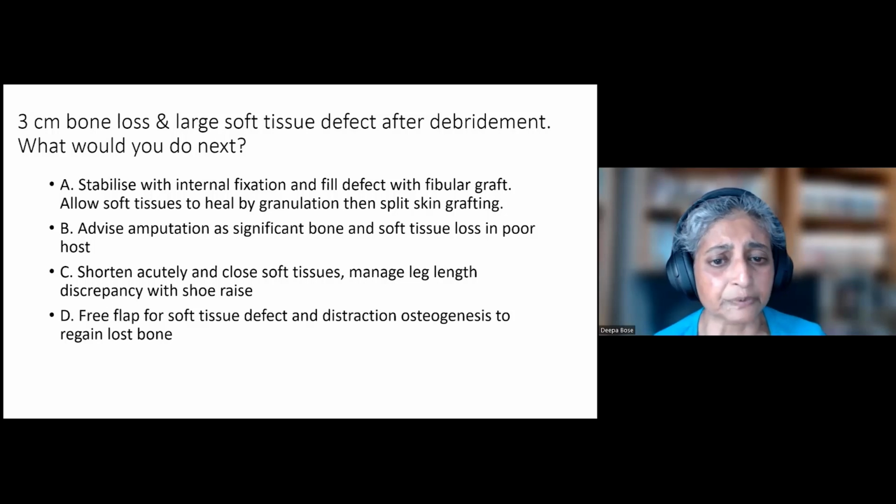So you do a radical debridement, you do destruction osteogenesis to fill the gap, and then you use a free flap to fill the soft tissue and to provide vascularity. And that is an entirely reasonable option in this patient because although he's not the best host, he's actually not too bad. So we went for option D. So that is what we would choose as our answer. But if you've chosen B, that is also a reasonable option.